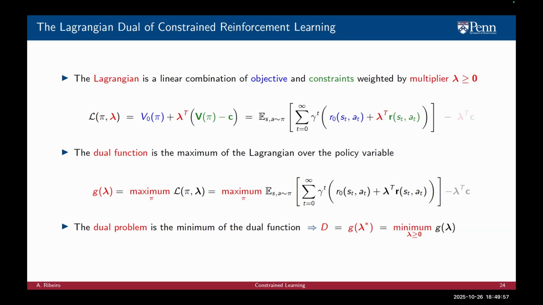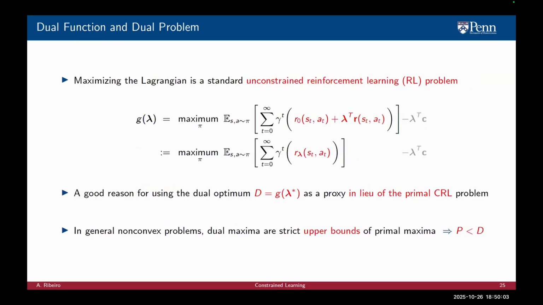Now, the dual problem, for those of you that haven't heard of it, is the minimum of the dual function. What we know is that the maximization of the Lagrangian, as I was telling you a minute ago, is a standard unconstrained reinforcement learning problem. And that's the reason for using this dual formulation. That's why we would like to solve this problem in lieu of the optimal constrained reinforcement learning problem.